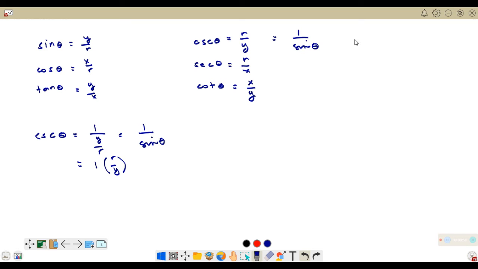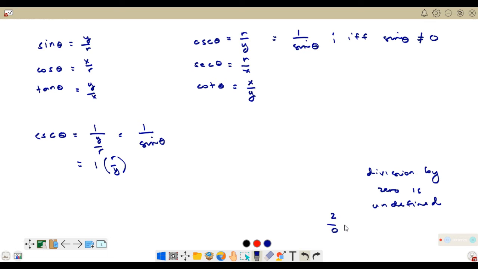Meron tayong condition that lagyan na natin dito: if and only if sine theta is not equal to 0. Bakit dapat hindi equal sa 0 si sine theta? Don't forget that division by 0 is undefined. So, kapag pinlog in yan sa calculator, halimbawa, 2 divided by 0, you will end up with a math error. So, wala siyang sagot. Therefore, for cosecant theta, this is only valid if your sine theta is not equal to 0.